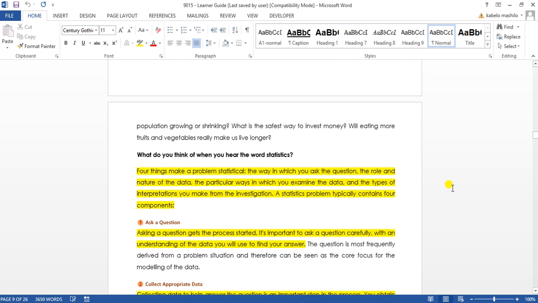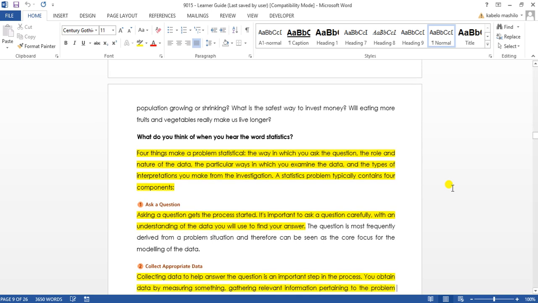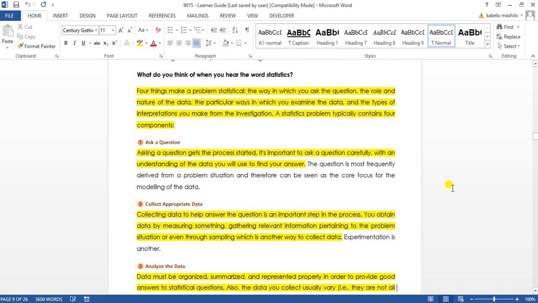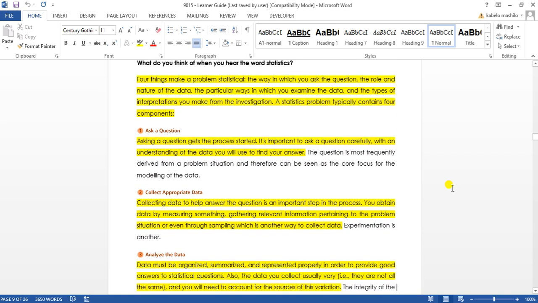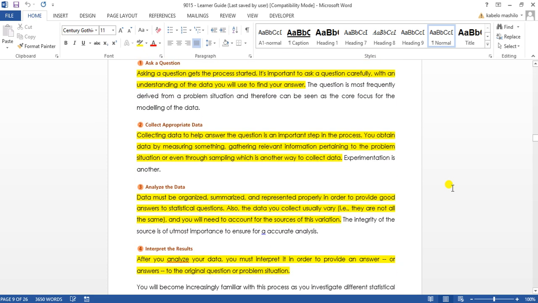A stats problem typically contains four components. Number one, ask a question. Asking a question gets the process started. It is important to ask a question carefully with an understanding of the data you will use to find your answer. And number two, collect appropriate data. Collecting data to help answer the question is an important step in the process. You obtain data by measuring something, gathering information pertaining to the problem or situation, or even through sampling, which is another way to collect data.